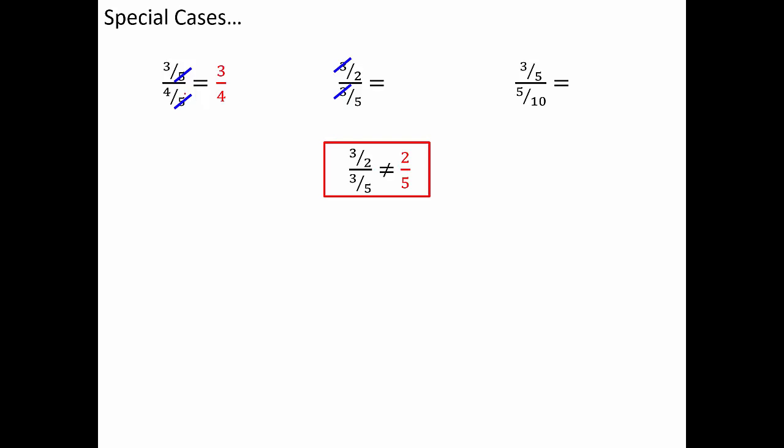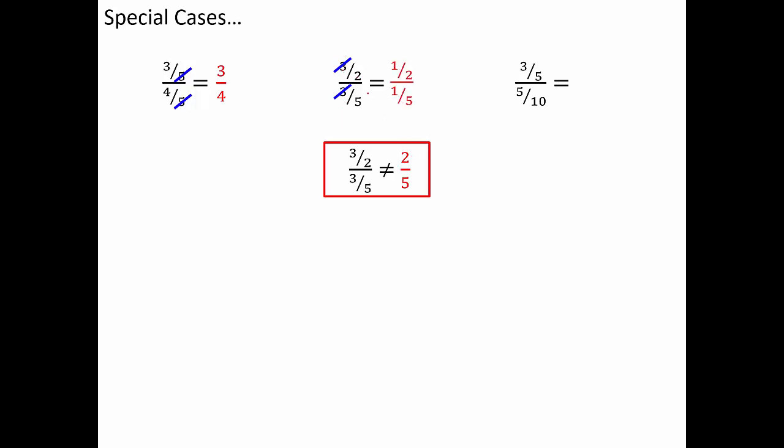Don't make the mistake of thinking that this one is going to work out the same way the previous one worked out. In the first example, the 5s were denominators. When I cancel the denominator, it leaves behind a 1. 3 over 1 is just 3. In this case, the 3s were numerators. Cancel out the 3s, leaves behind a 1. 1 over 2 is not 2.